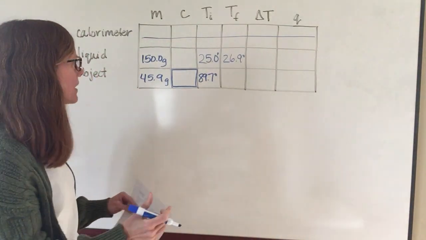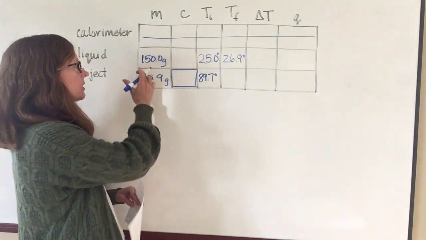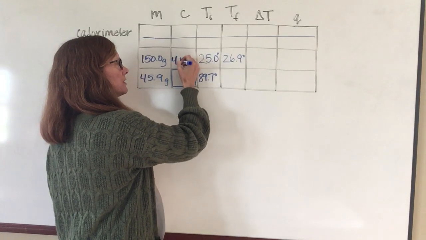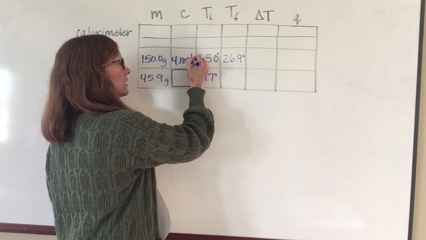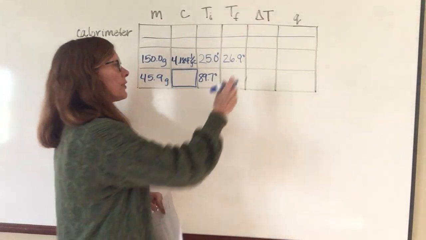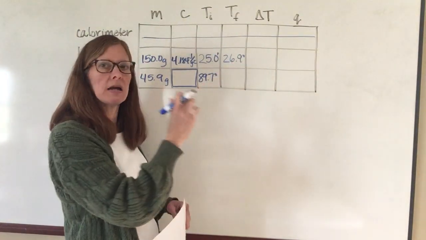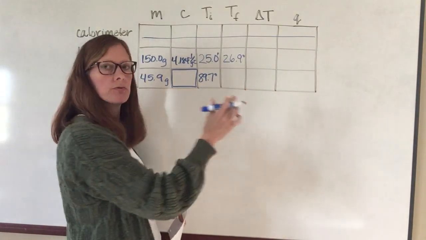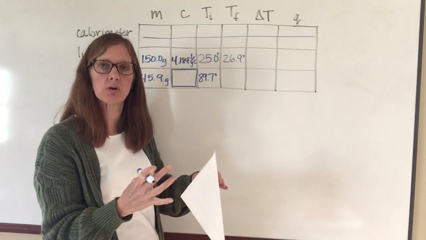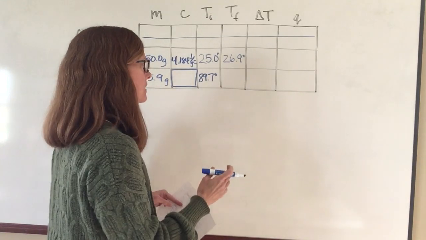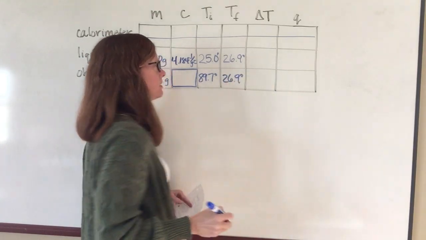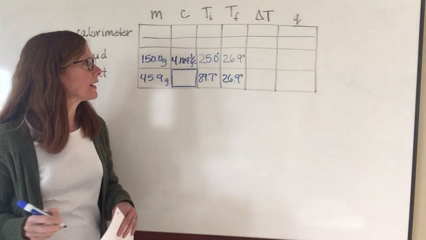Well, you do, because for one thing, we were told that the liquid is water, and we know that the specific heat of water is 4.184 joules per gram per degree Celsius, so I can fill that in. Also, the final temperature of the water is also going to be the final temperature of the metal, because you're going to let it sit there until the heat has been transferred and you come to a temperature that is no longer changing. So you've got 26.9 degrees Celsius, okay?